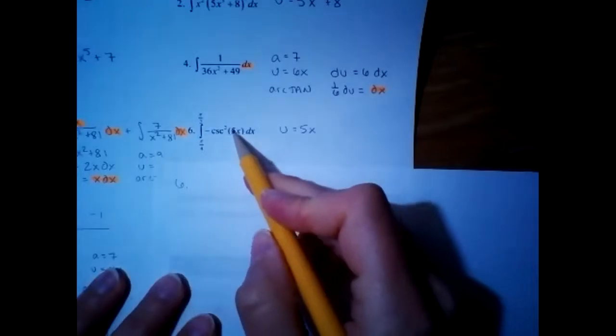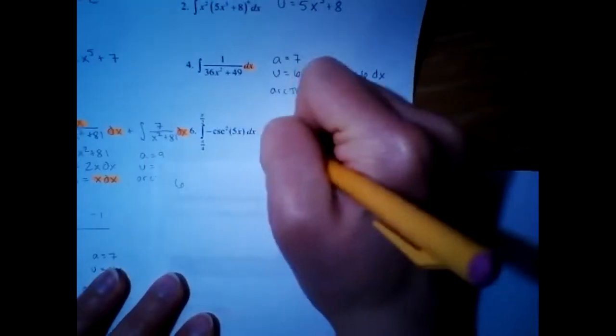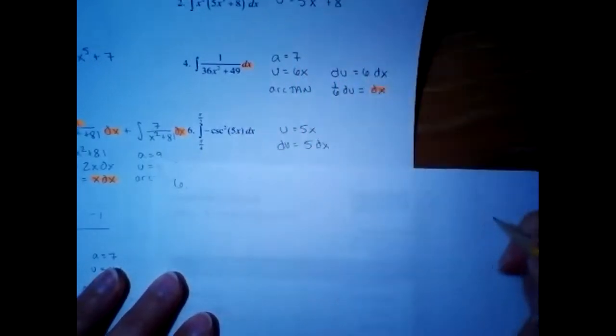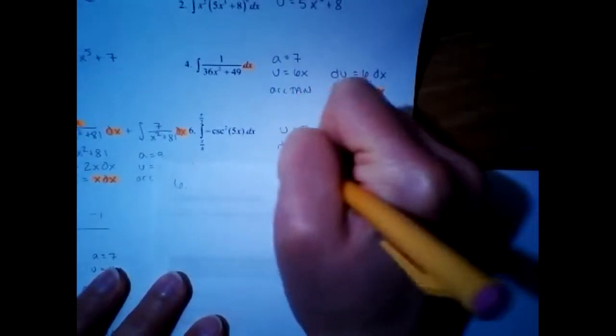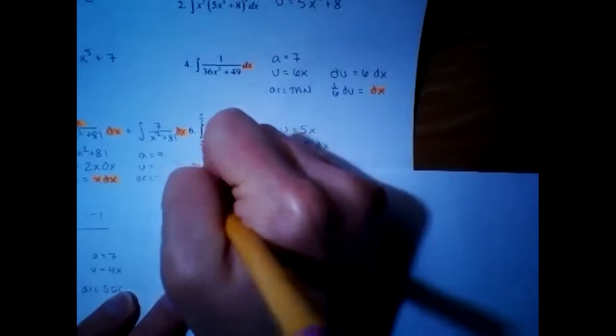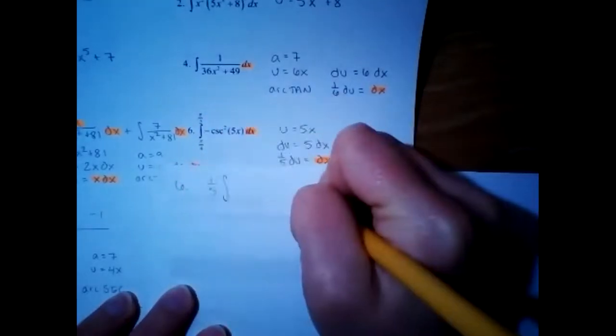All right, so number 6, we're going to let u equal the guts of the problem, that inside stuff, so 5x. So the derivative of that is 5 dx, and we're going to adjust with a 1/5. So dx is the only thing that we get to substitute out, and in its place, we're going to put 1/5 du. So it'll be 1/5 at the front, du at the end.